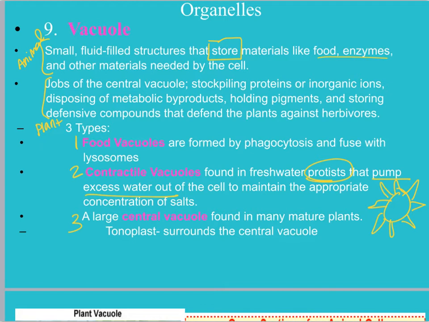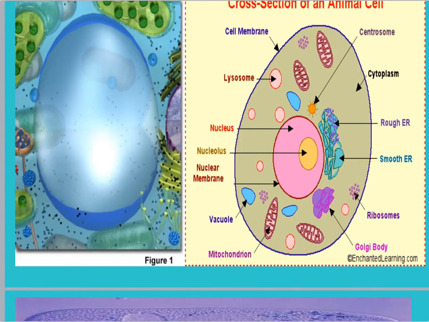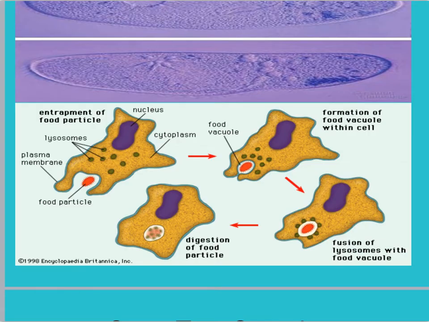in plant cells. Now, in plant cells, you're going to have what's called the tonoplast, and that's going to surround that large centralized vacuole. So if you take a look here, notice the plant cell, the giant vacuole in the center, and then in the animal cell, you have multiple smaller vacuoles. So both have them, but they just look very different depending on the cell.